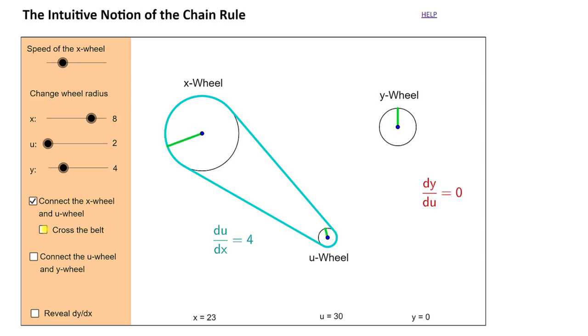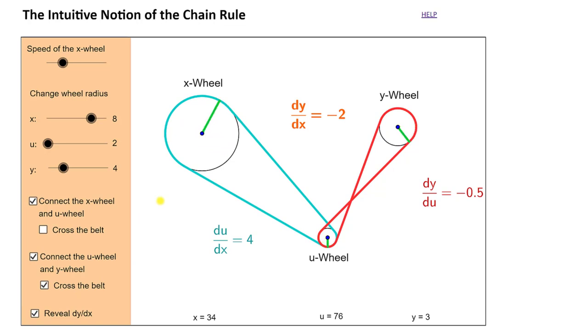Let's connect U with Y. Now the X wheel drives the U wheel, and the U wheel drives the Y wheel. But Y is twice as big, the radius is twice as big as U, so dy du is half. For every change in U, Y changes half as much. Let's cross this belt. And so now, the big question is, what is this relationship between x and y? For every change in x, how much does y change? And maybe you can see it.